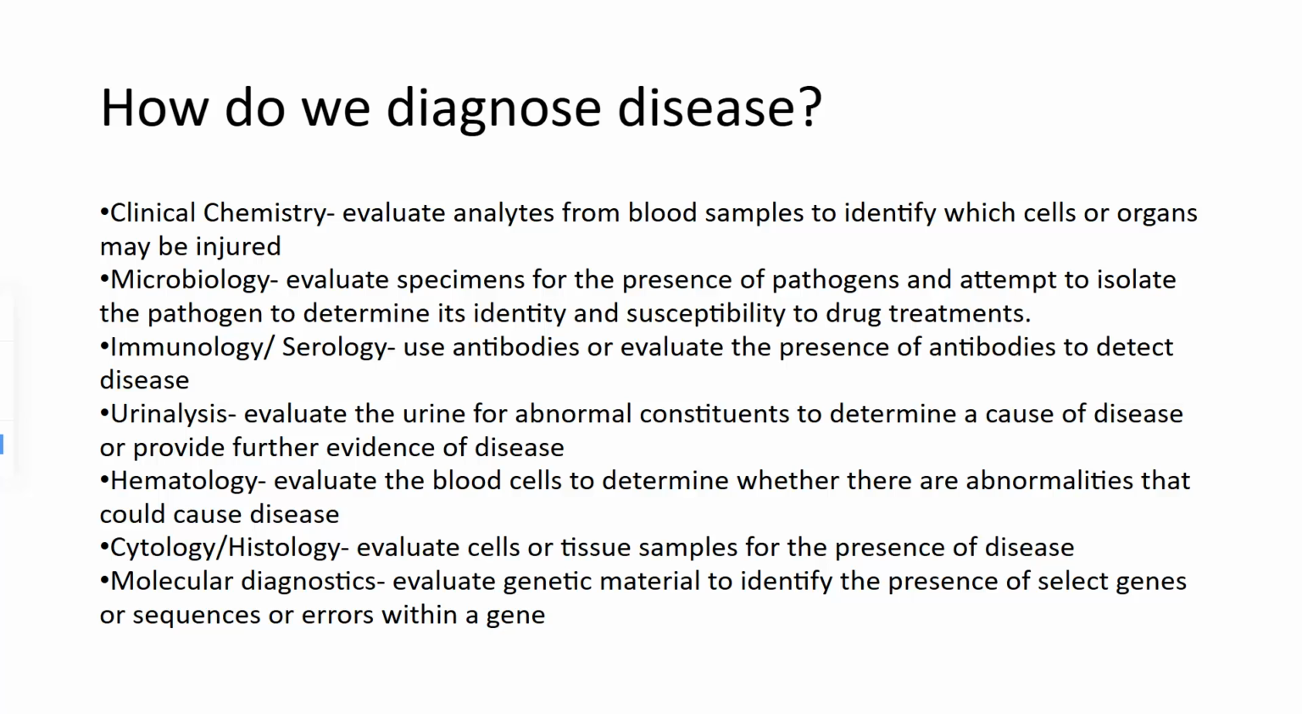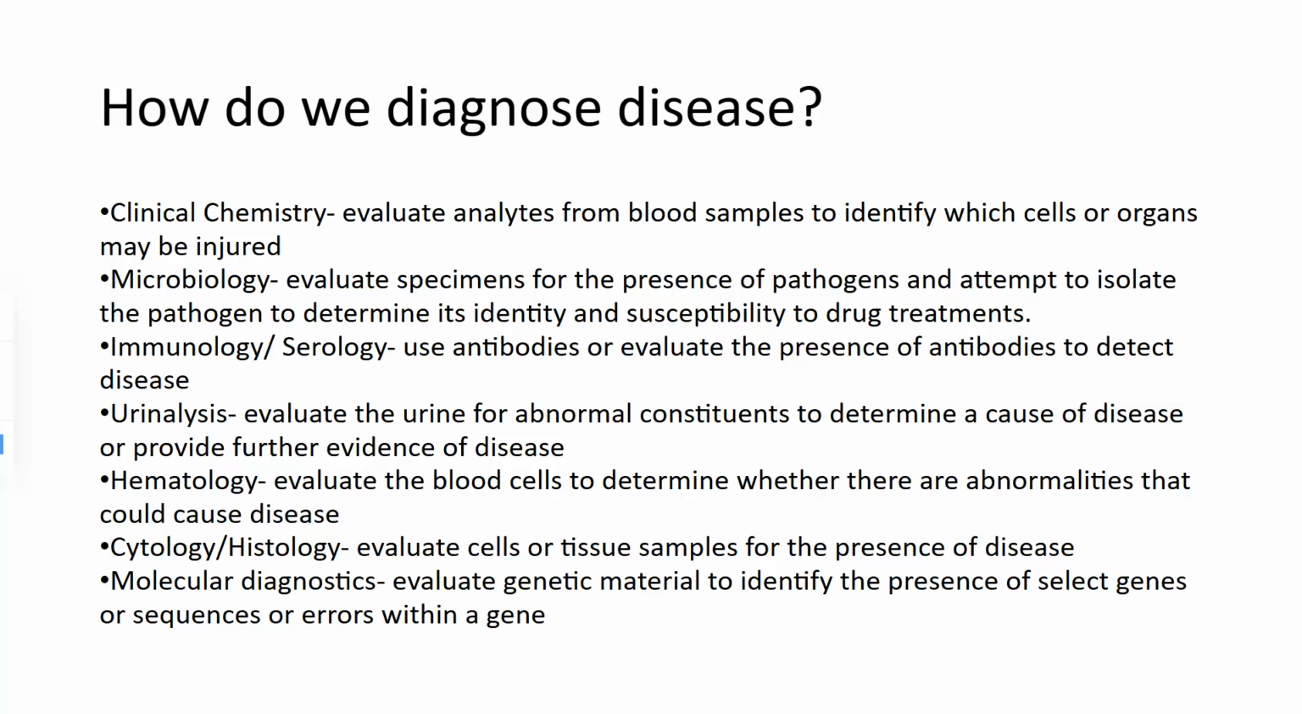Immunology or serology, we use antibodies or evaluate the presence of antibodies to detect disease. Urinalysis, we evaluate the urine for abnormal constituents to determine the cause of disease or provide further evidence of disease. Hematology, we evaluate the blood cells to determine whether there are abnormalities that could cause disease. Cytology or histology, we evaluate cells or tissue samples for the presence of disease, namely cancer.